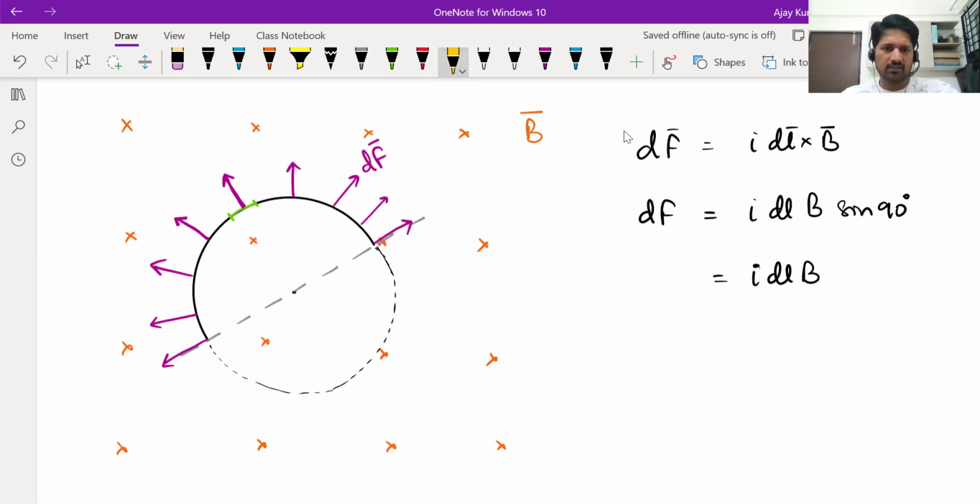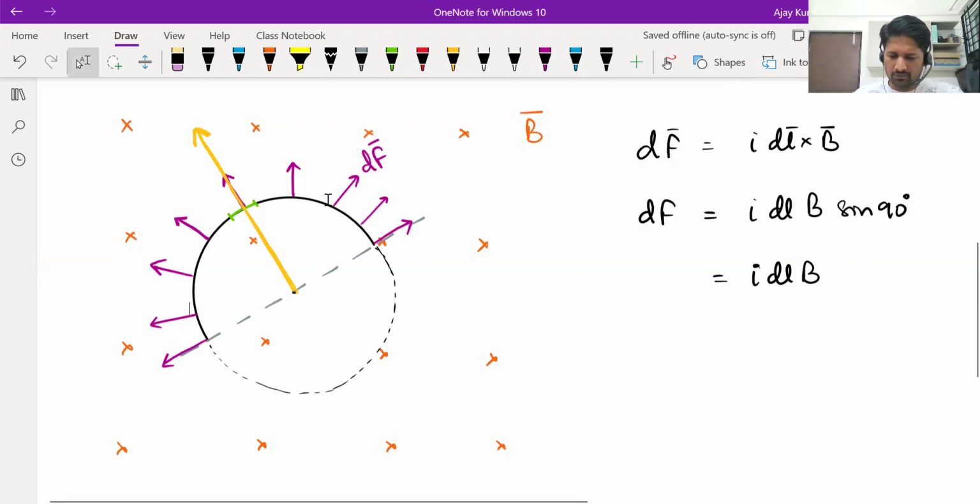See, there are a bunch of vectors here. They are all of the same strength, and they are distributed symmetrically. Then their resultant will be along the line of symmetry. So the total magnetic force acting on this semicircle is in this direction. That we could have told without visualizing all this also.